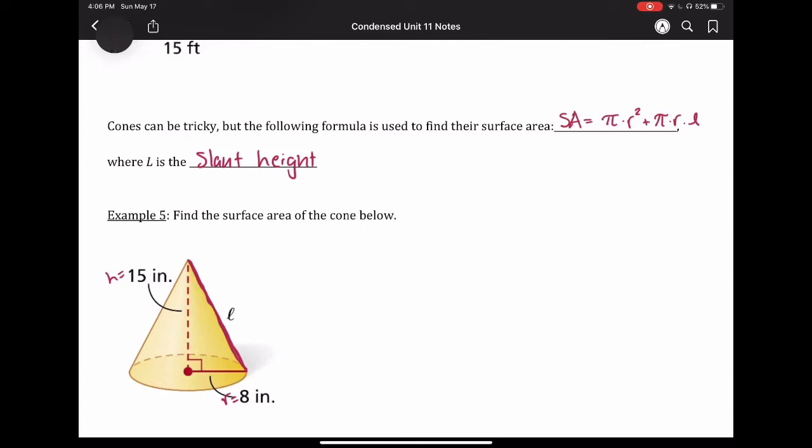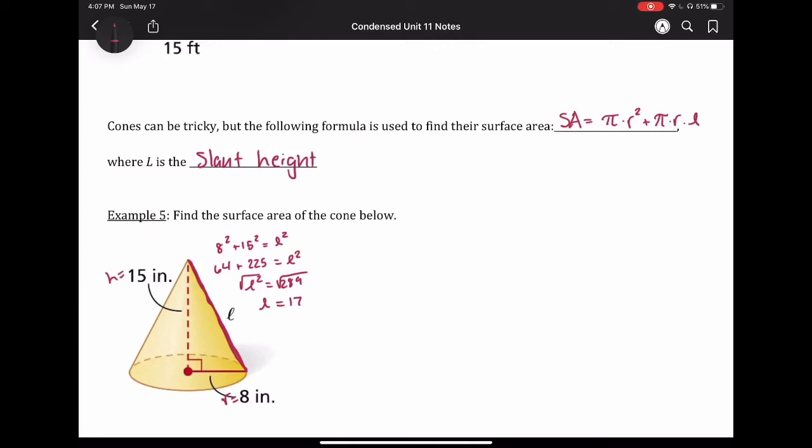So in order to find L, we need to think back to the Pythagorean theorem, where we have a squared plus b squared is equal to c squared, except in this case I end up with 8 squared plus 15 squared is equal to L squared. 8 squared is 64, 15 squared is 225, so L squared is equal to a total of 289, and I want to square root both of those things to find L alone. L then is equal to 17 because 17 is equal to the square root of 289.